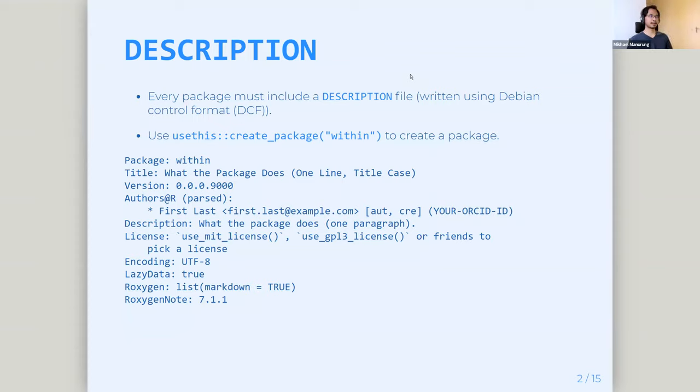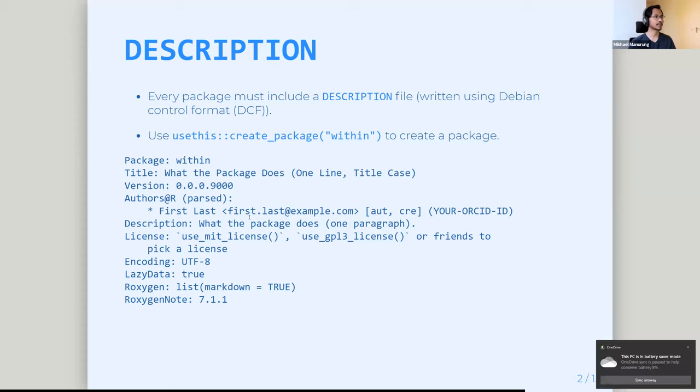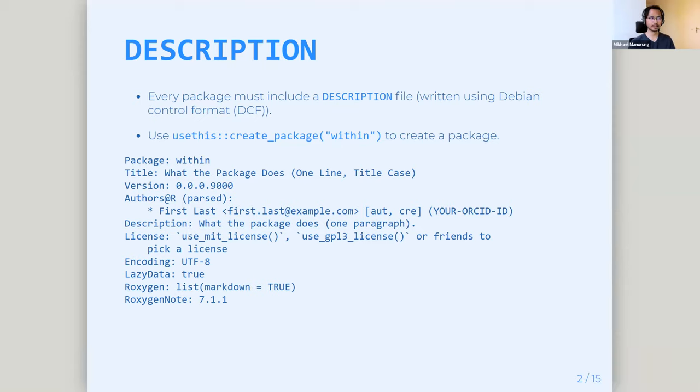All right. So, well, I'm pretty sure you know that every package has to include a description file. And as soon as we create a package, then we will have this file with this name written inside the package folder. And usually there are just several fields that we have to fill. Usually, of course, the name of the authors, and then afterwards, which license that you want to use, and so on. So today we are going to discuss most of the fields that we see in this description file.